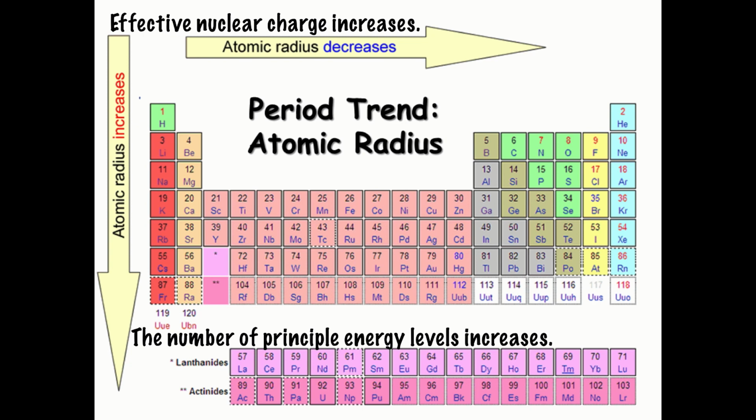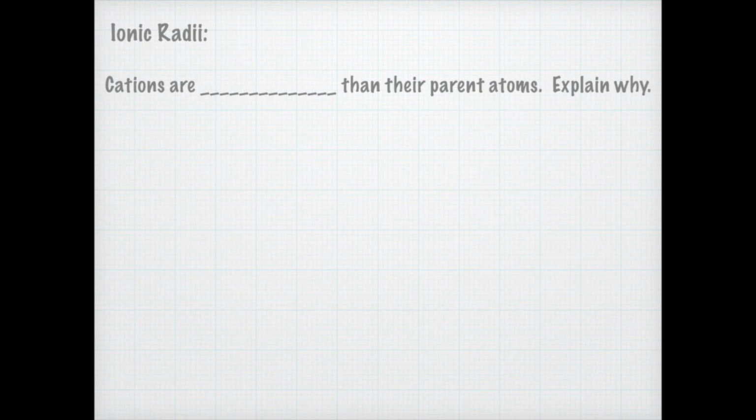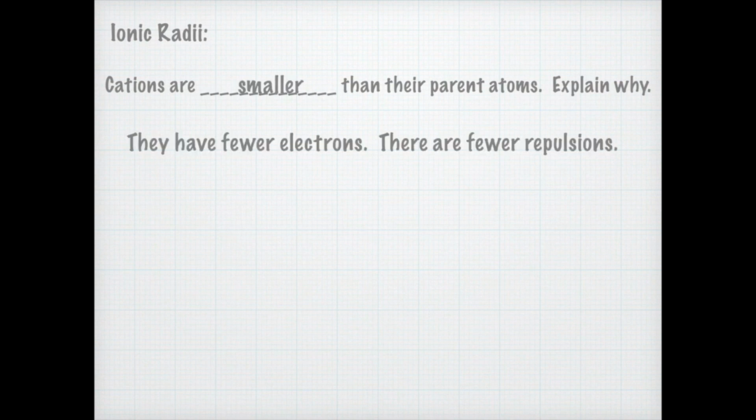So we've just compared the size of atomic radii, but what happens if we actually alter the number of electrons, right? If we add electrons or we take away electrons, how would that affect the size of an ion compared to its parent atom? So the atom that has not had electrons added or removed. Well, if you have a cation, meaning a positively charged ion, the way you got that cation was by removing an electron. By removing an electron, you actually decrease the size, so cations are smaller than their parent atoms, and that's because they have fewer electrons.